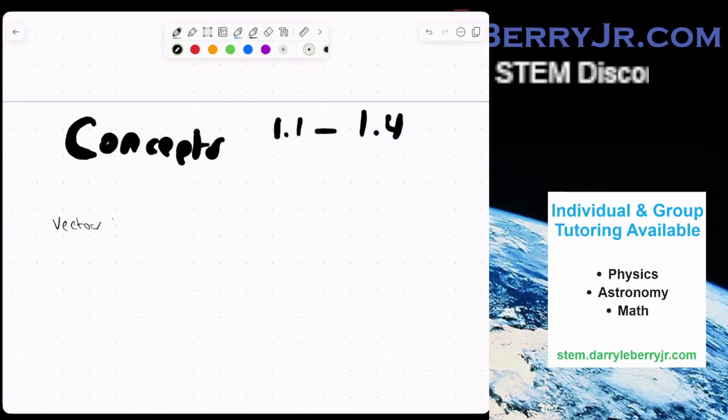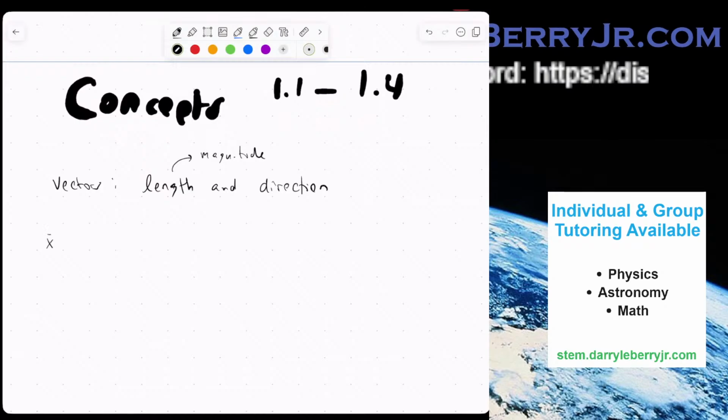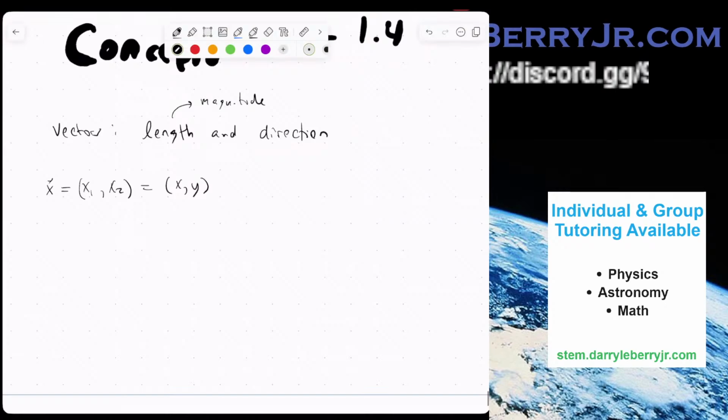have length and direction, or magnitude and direction. Length is magnitude. So if you have a vector, let's say you have a vector x equals x1, x2, which is the same thing as how we used to do x, y. But it seems like in linear algebra, since we're going into different higher dimensions, this would be R2, which is how many terms are in that vector.